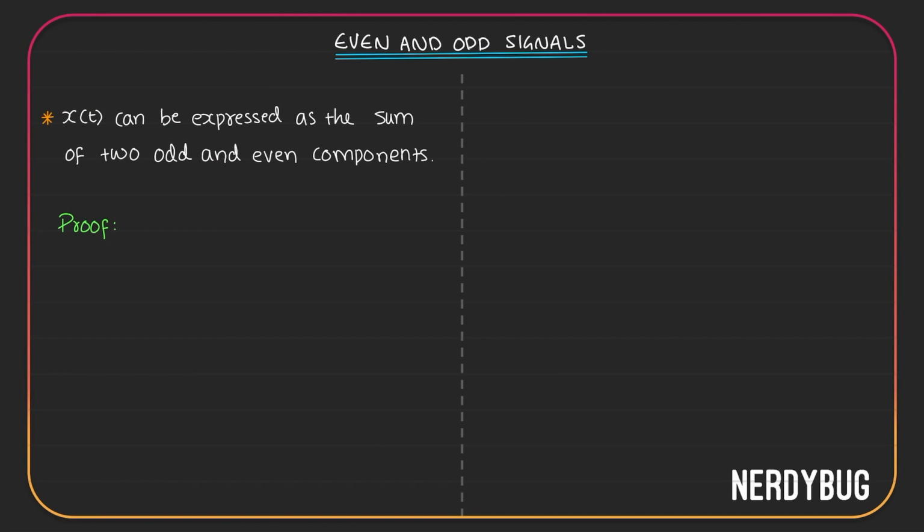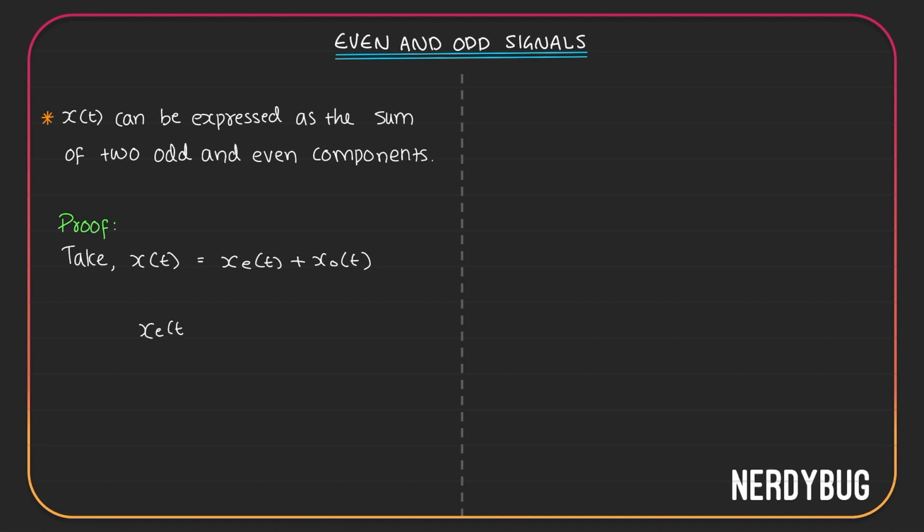Now, something else that will be very fascinating to you is that x of t, which can be any continuous time function, can be expressed as a sum of two components, odd and even. That is, if you have an x of t, which is any continuous time function, you can write it as a sum of one even function and one odd function. Let us try to prove this. There is some x of t, which is the sum of an even function xe of t and an odd function xo of t. We have already defined even and odd functions.